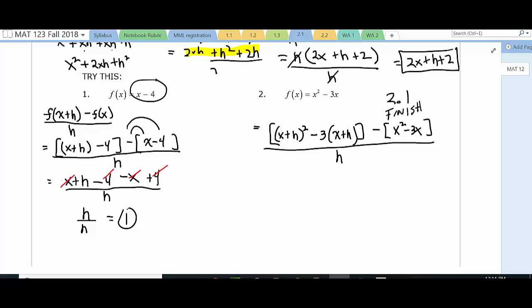So let's take a look at this then. Where some of you are struggling a little bit, what you have to do with the part that I highlighted in yellow is FOIL it. I just do this on scratch paper and multiply that out.